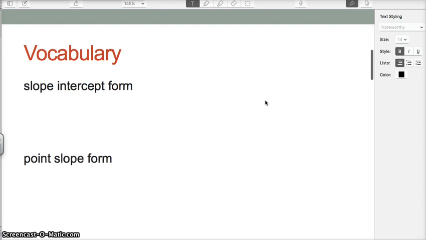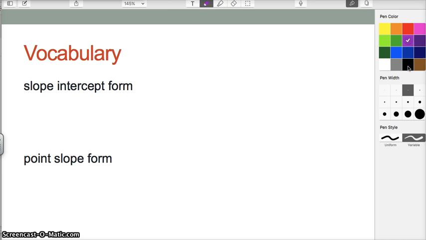All right, so we only have two vocabulary terms and I think we actually talked about one of them before. So today we're going to be talking about writing equations of a line in different forms. We already have one form. You guys remember standard form? Standard form of a line.